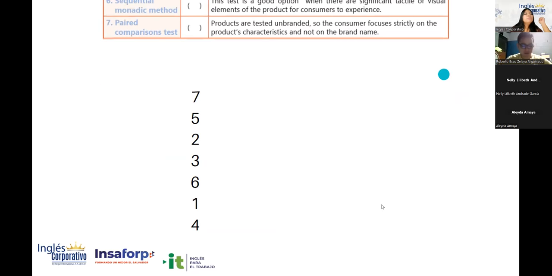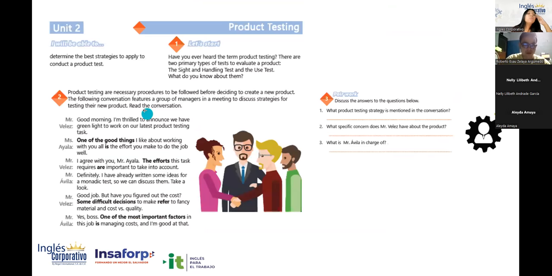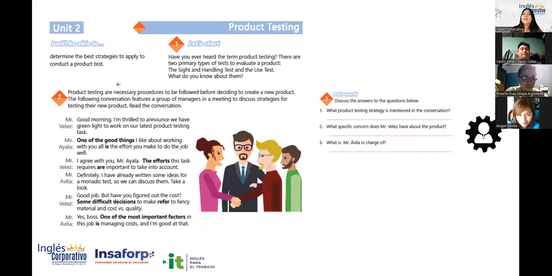So now let's move to this short role play that we have. I need two volunteers. One is going to be Mr. Velez and the other one, Miss Ayala. Abigail, so you are Mr. Velez and Miss Ayala? In this case, Carlos Omar. Okay. Go, Abigail.